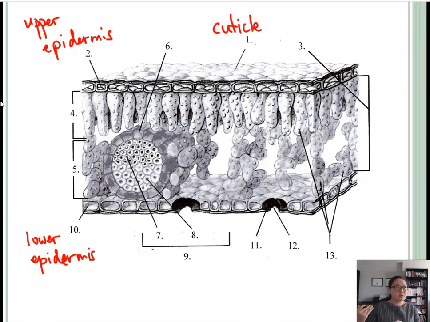They don't have much of a role in photosynthesis, and they're not very good at preventing water loss either, but they are also transparent and colorless, so that light, same as a cuticle, is able to pass through the upper epidermis very easily as well. The next part that we're going to talk about is the main site of photosynthesis. So this is a palisade mesophyll.